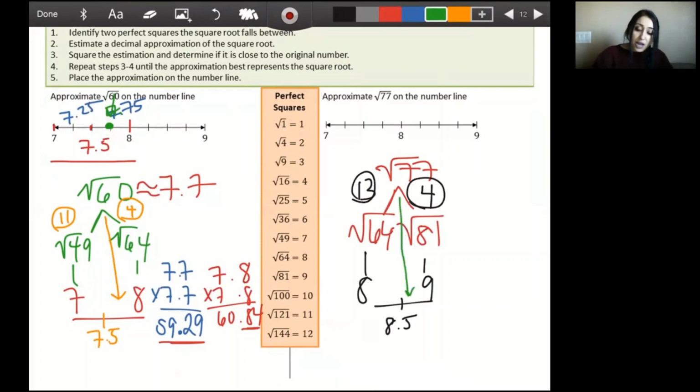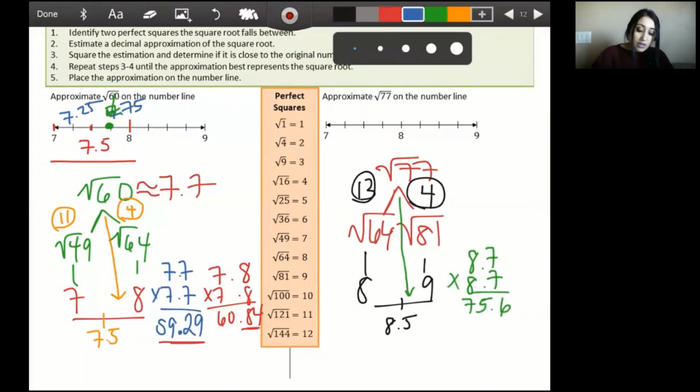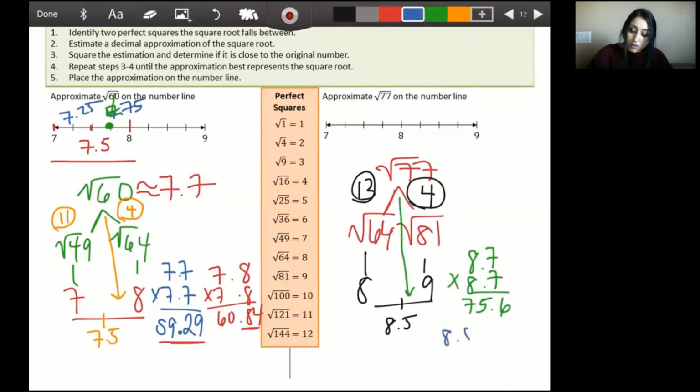Again, I'm going to do my guess and check. I'm going to start off with 8.7 times 8.7. That leaves me with 75.69. I'm going to see if I can get even closer. I'm going to try 8.8 times 8.8. And that leaves me with 77.44. Now I want to get to 77. So the closest approximation of the square root of 77 is about 8.8 without going completely over.